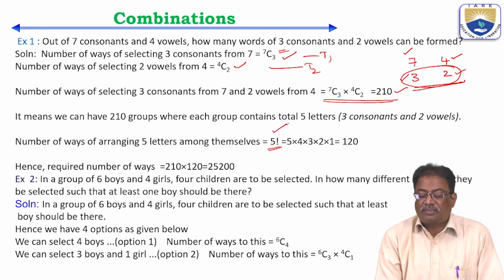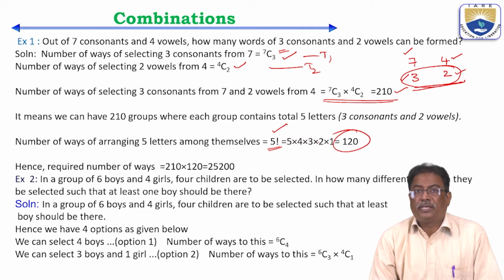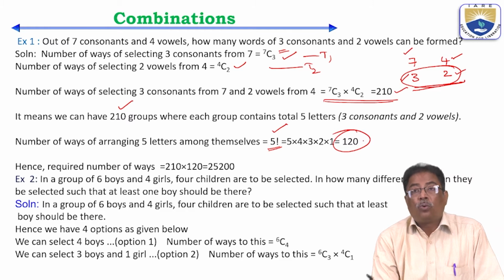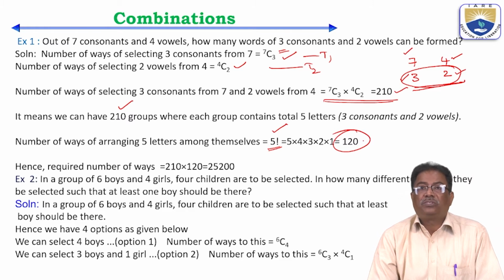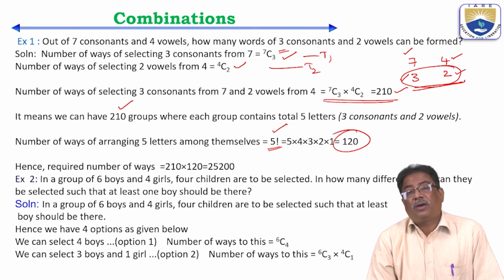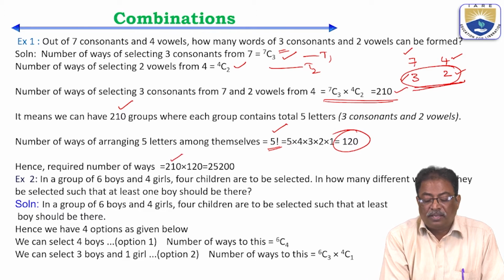So 5 factorial is again 120. So the total in each group means there are 120 arrangements. There are 210 groups. So what is the required number of ways that we are going to arrange? It is nothing but 210 into 120.